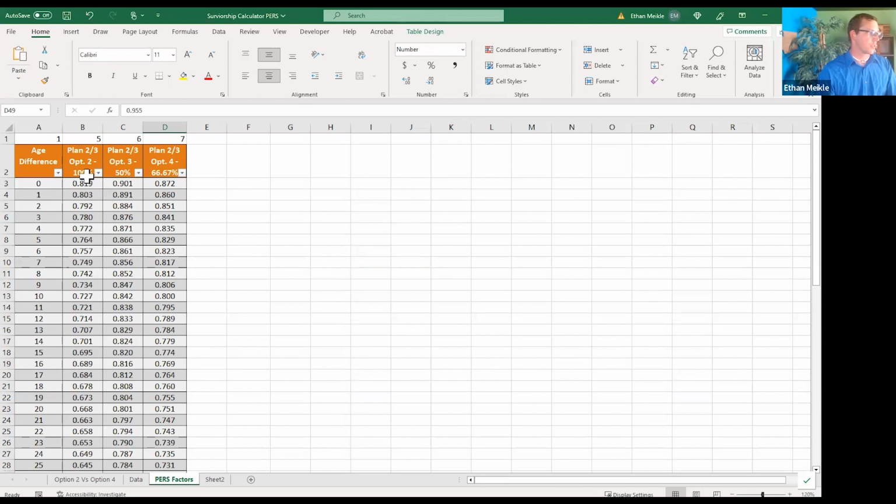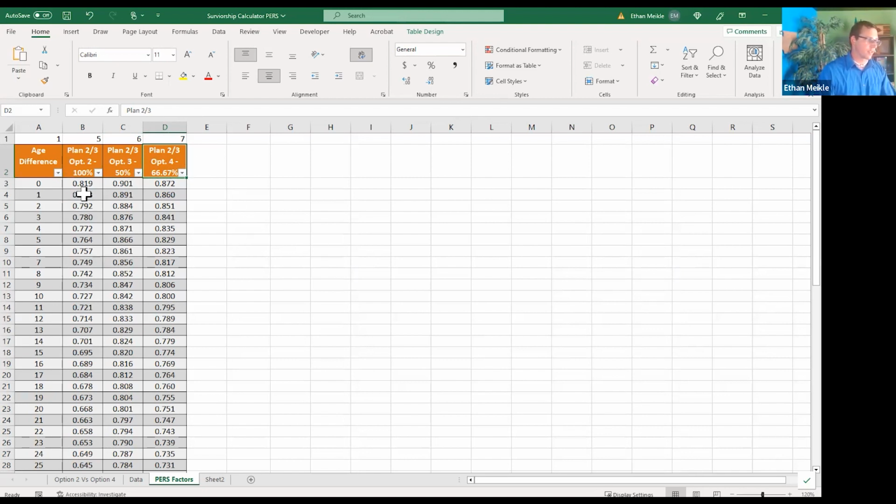So how does this work? Option 2 is what they call the 100% option. When I pass away, my spouse gets 100% of my benefit. Option 3 is going to be 50%, so they're going to get half of what I was getting. And option 4 is the middle of the road, the most popular option, at 66.6%, so they get two-thirds of what I was getting.